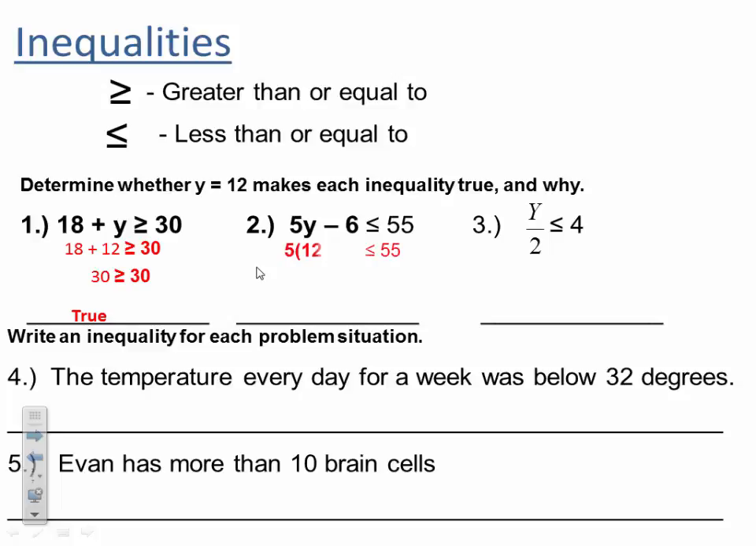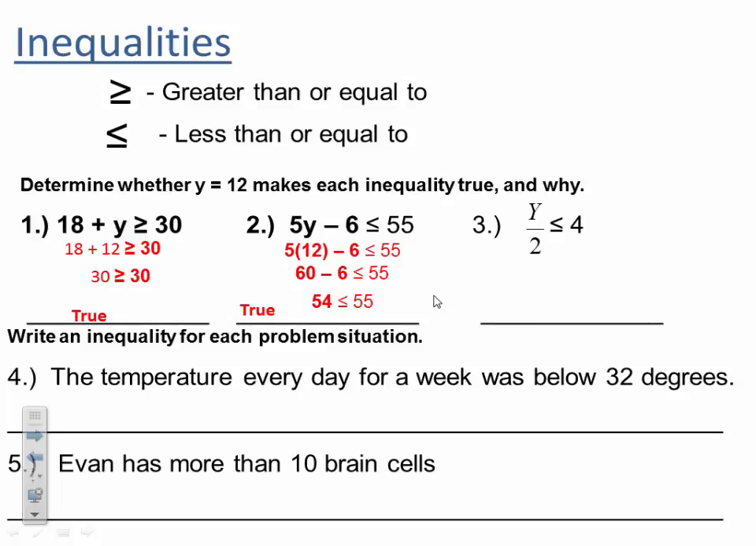So for number 2, if I substitute 12 in for the y, remember there's smush, so it's multiplication. 5 times 12 is 60. 60 minus 6 is 54. Is 54 less than or equal to 55? It is less than. So yes, this one is also true. If you haven't done it yet, stop the tape and do number 3.